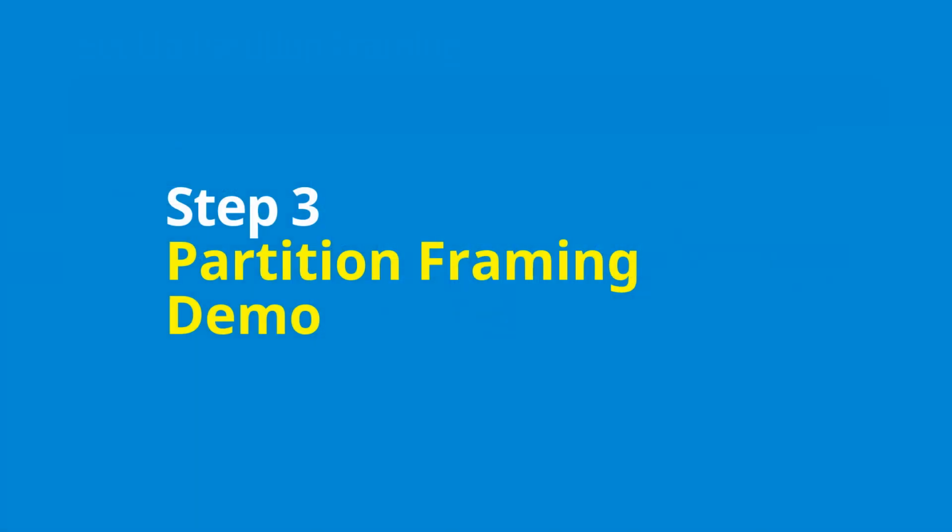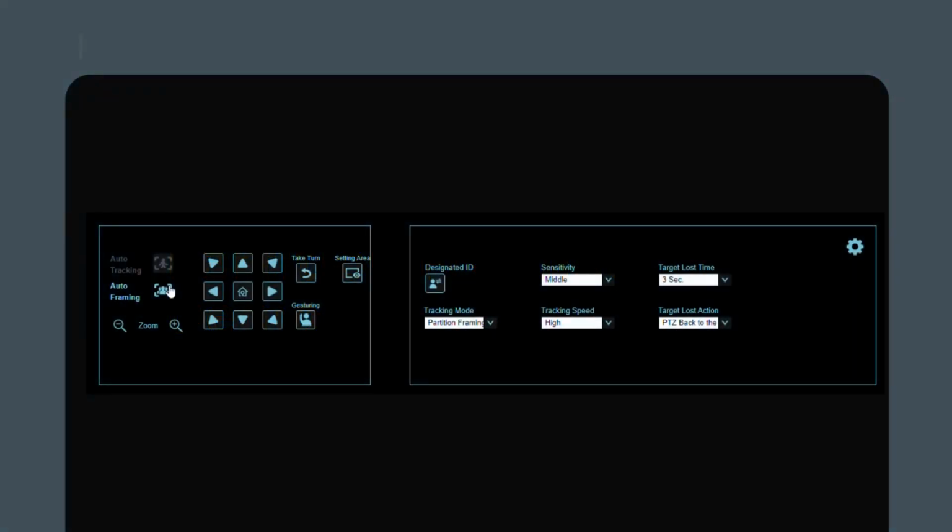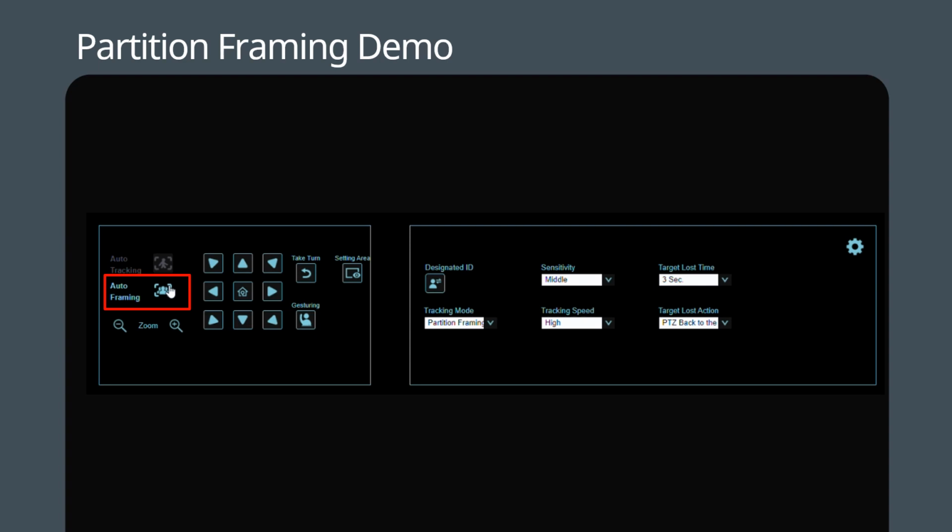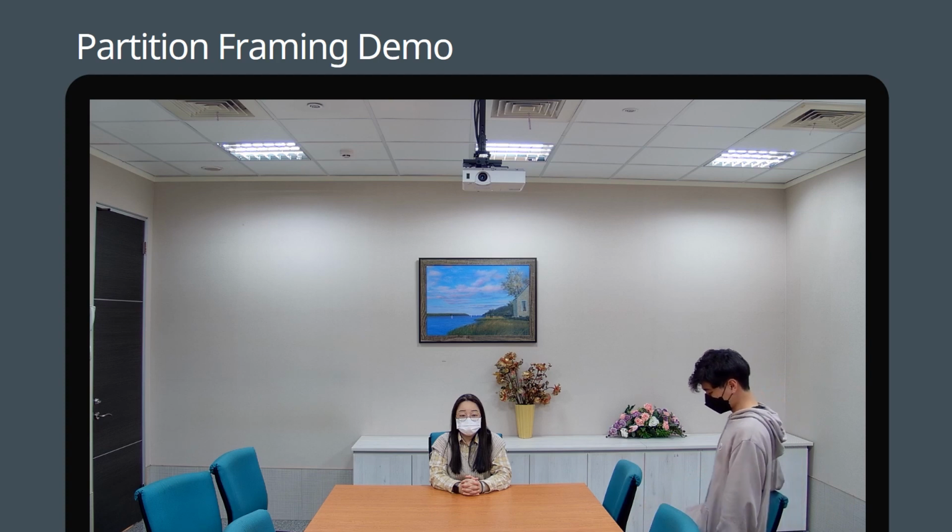Step 3. Let's see partition framing in action. To start tracking, simply click the auto framing icon on the web interface tracking page. Partition framing is now activated. When the framing mode starts, the camera will start auto framing.